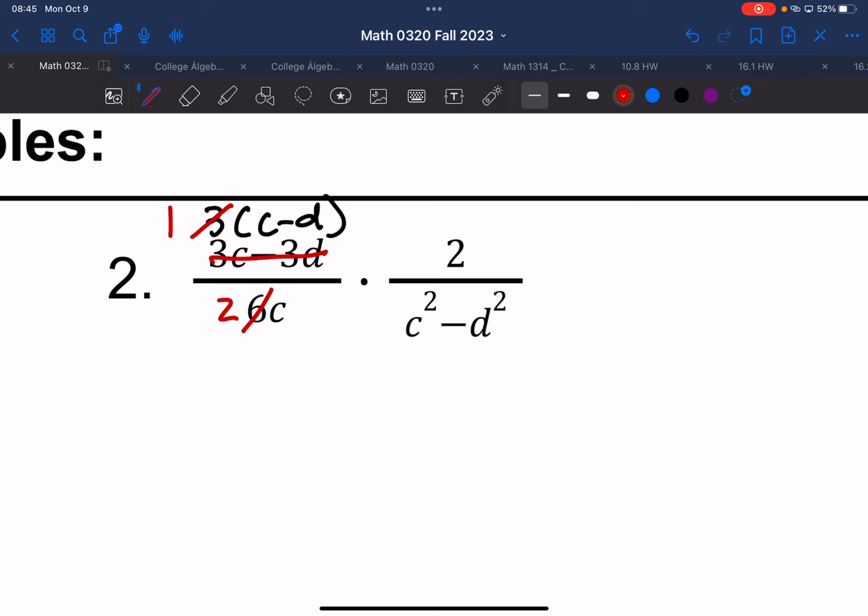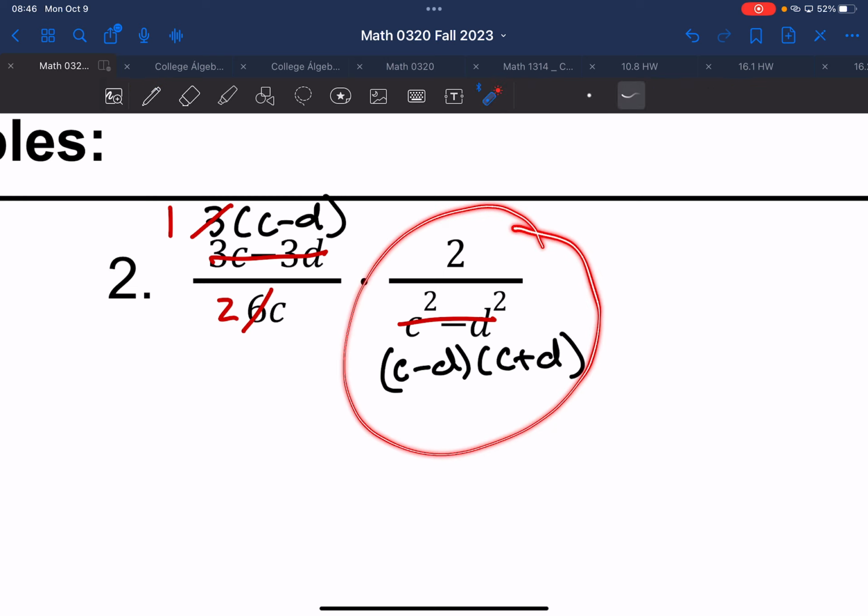Close, but notice since both of them are squared and they're separated by a minus, this is what type of factoring? Perfect square. So that means instead of C squared minus D squared, I could write this as what? C minus D and C plus D. Okay. Now looking at this fraction as a whole, is there anything else I can reduce?